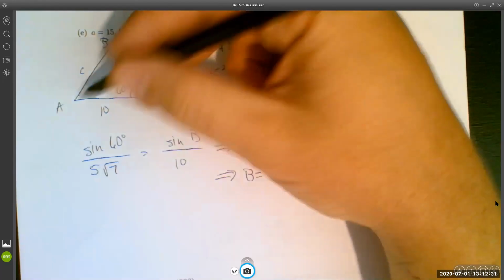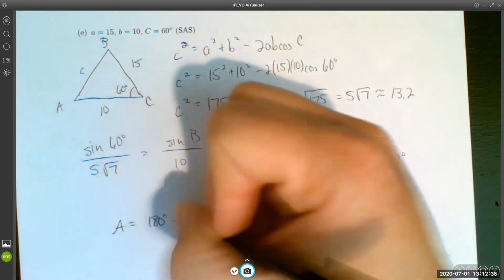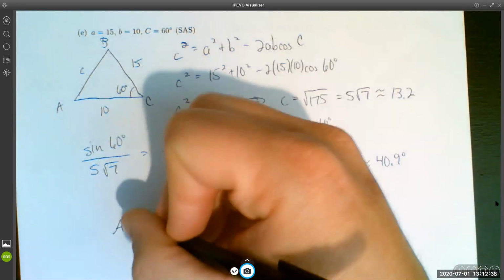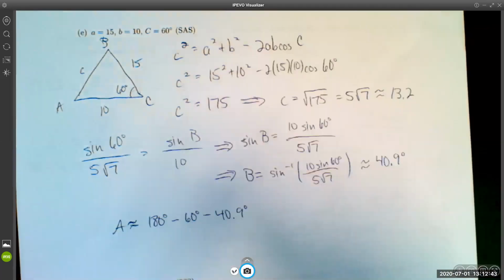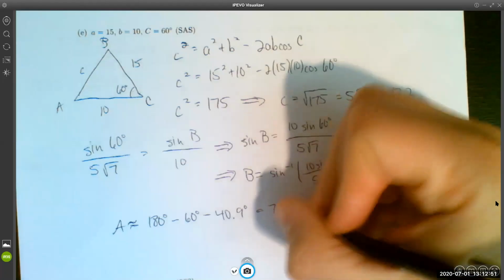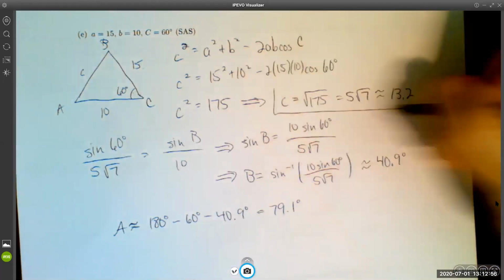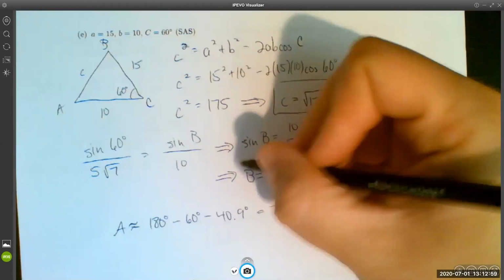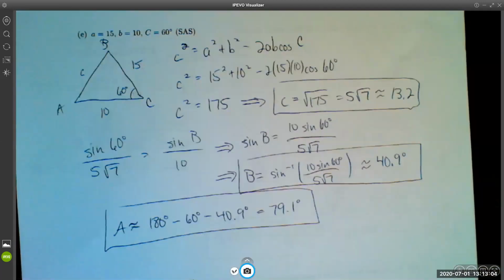All we need is angle A now. So we can say angle A is going to be 180 degrees minus 60 degrees minus 40.9 degrees. That's 79.1 degrees. So there you go. We know that C is about 13.2, angle B is about 40.9, and angle A is about 79.1. Okay, so that's how we would use law of cosines.